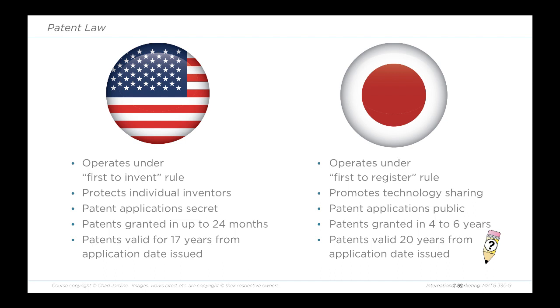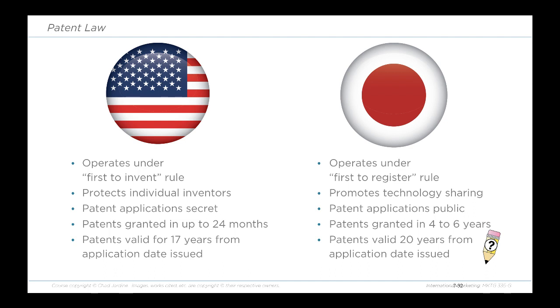Here's a quick look at patents. So again, this is another slice of common law versus code law. So patent law, right? The U.S. first to invent rule protects individual inventors. Patents can be given in up to 24 months, so that's a relatively short period of time, and they're valid for 17 years. This depends a little bit on your industry, but you have essentially an opportunity to run with your invention and have a monopoly where you can reap the financial rewards, and this is done purely to incentivize investment in innovation.